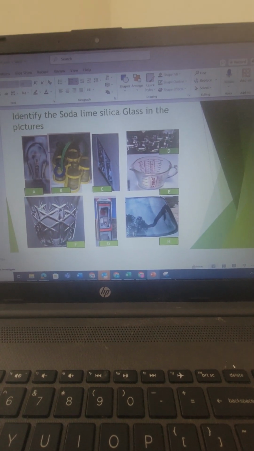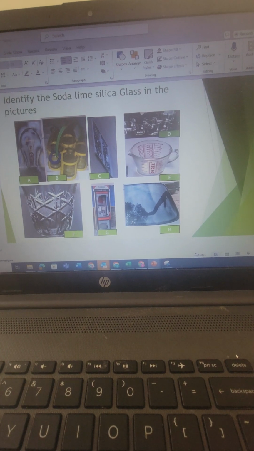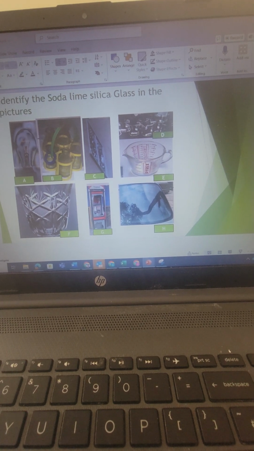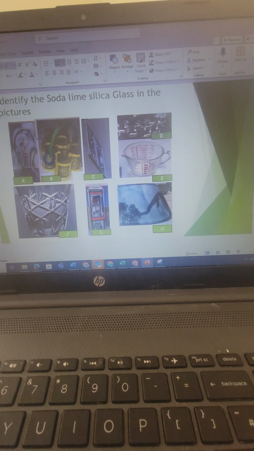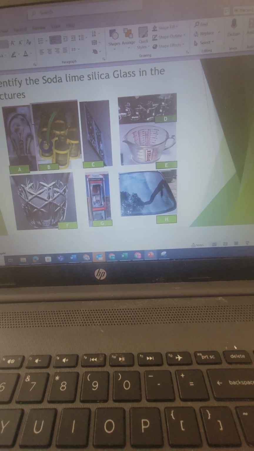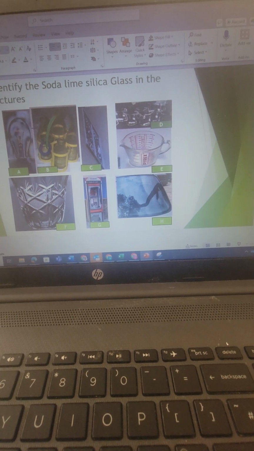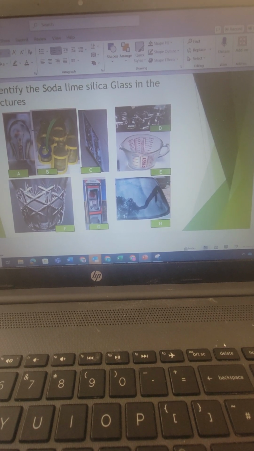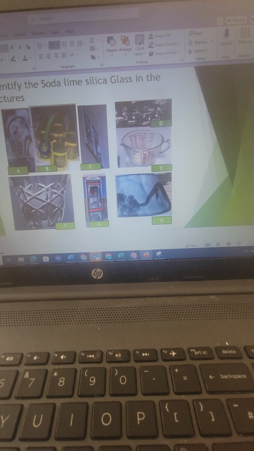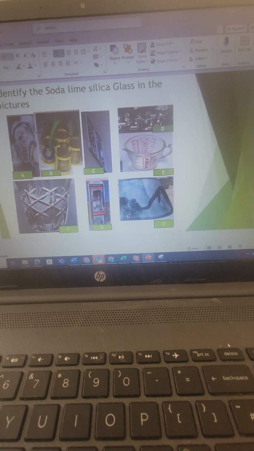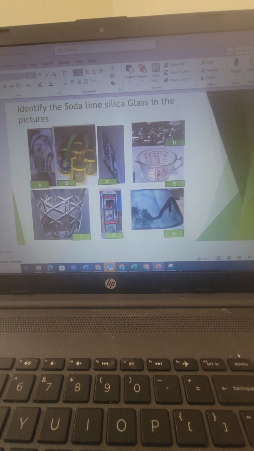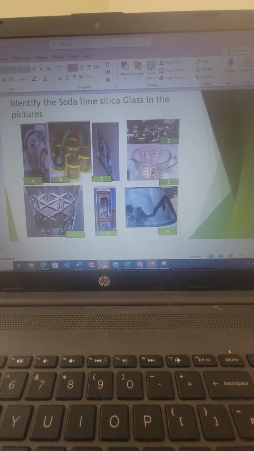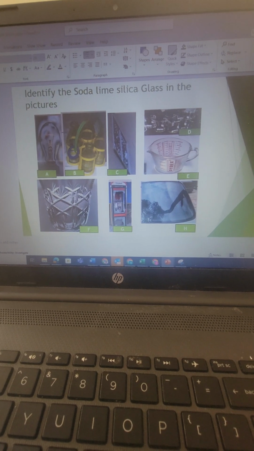So I want you to identify now within these pictures. You have the light bulb as A, you have the kitchenwares as B, you have the window panes as C, the lab beakers as D, and a bigger laboratory beaker as E. You have this beautiful vase as F, and I have this phone booth glass as G, and I have this car windscreen as H. Just identify among these the ones you think are soda lime silica glass by saying A, B, or A, B, C, or A, B, C, D, E, or whichever ones. Let me hear you in the comment section.